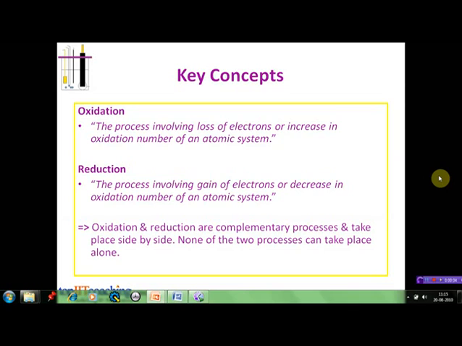The next term is oxidation. The process which involves addition of oxygen or loss of electrons or increase in the oxidation number of an atomic system can be defined as oxidation. Another process is reduction, which involves gain of hydrogen or gain of electrons or decrease in the oxidation number of an atomic system. We must keep in mind that oxidation and reduction are complementary processes. None of them can take place in an isolated way. They take place side by side.